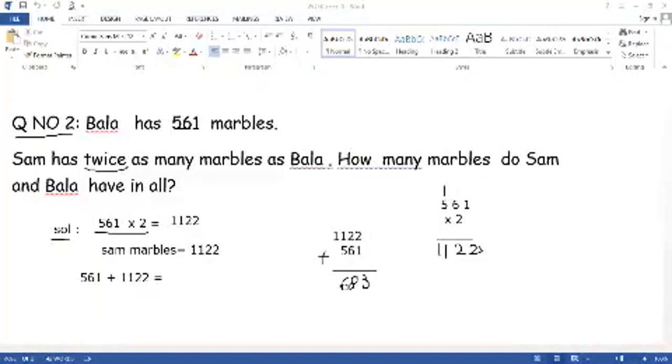And 1 will be here. So see, I got my answer. My answer is 1683. Sometimes we get the correct answer, and when we write it, we make a mistake. See, 1683. So be very careful about the numbers, and do this working by yourself.